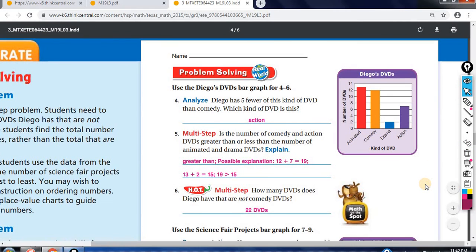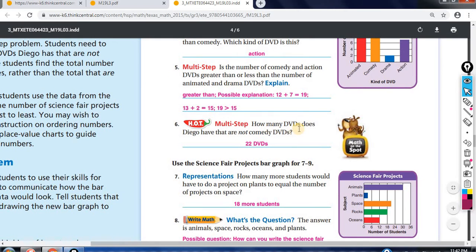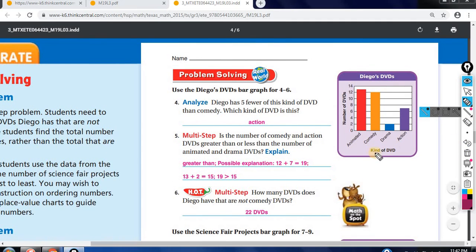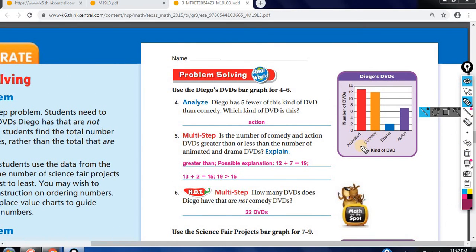So the next one is how many DVDs does Diego have that are not comedy DVDs? Well, you just have to take a look at which are not comedy. Okay. This one's not comedy. This one's not comedy, and this one. So you just add them. 13 plus 2 is 15. 15 plus 7, that would be 22. Okay, so you just omit the comedy.